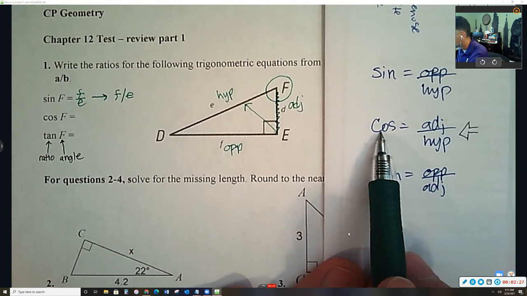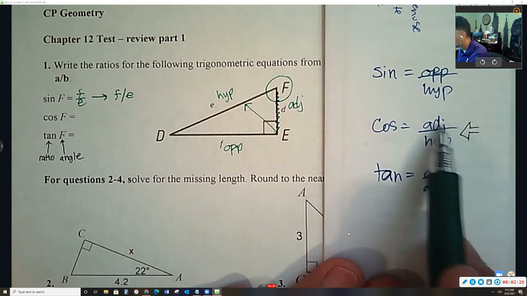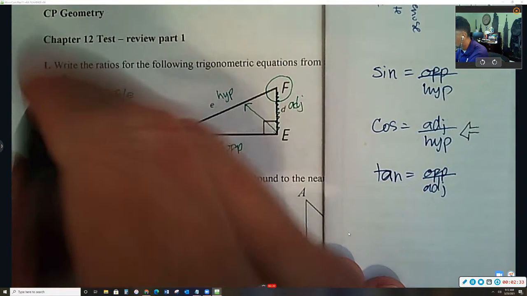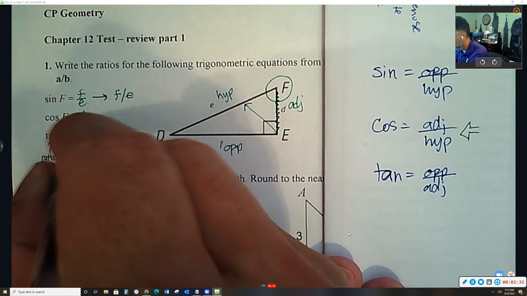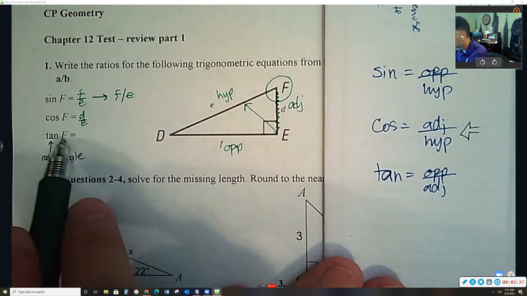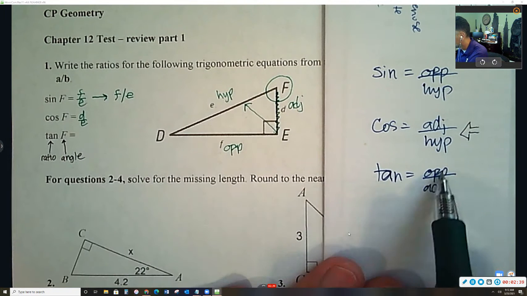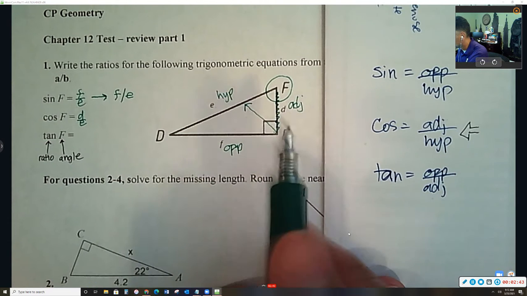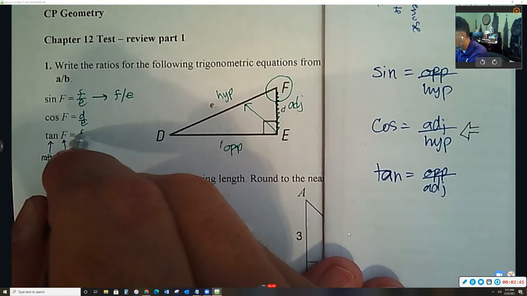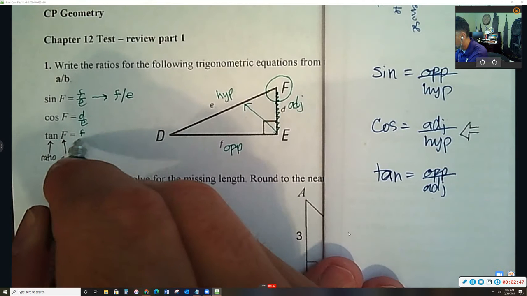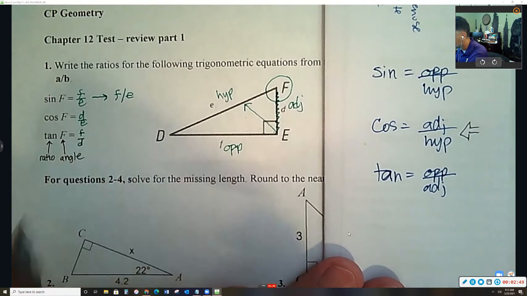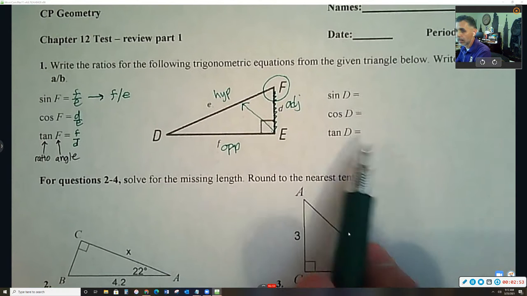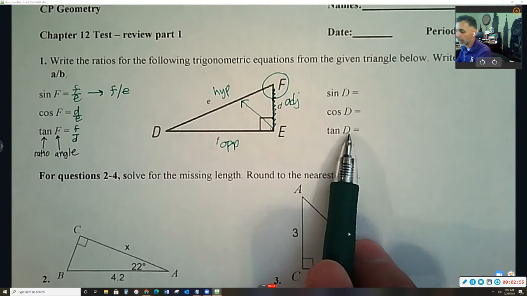And then cosine of angle F is adjacent over hypotenuse. Adjacent is D, hypotenuse is E. So this one would be D over E. And then tangent of angle F. Tangent is the opposite over adjacent ratio. Opposite is F, adjacent is D. So this last one is F over D.